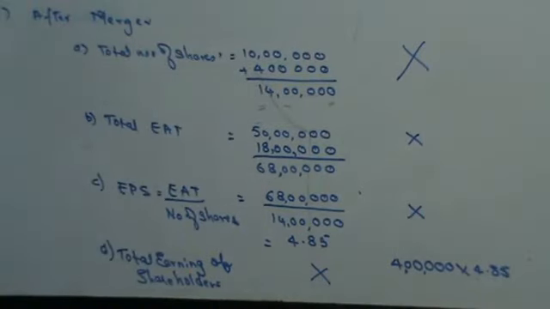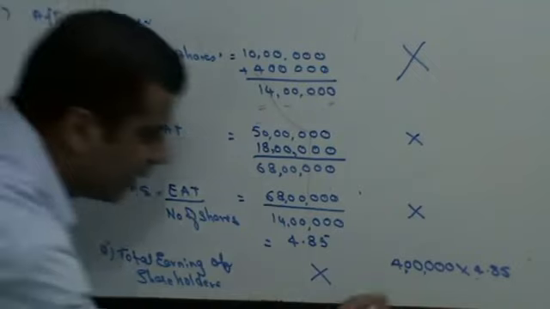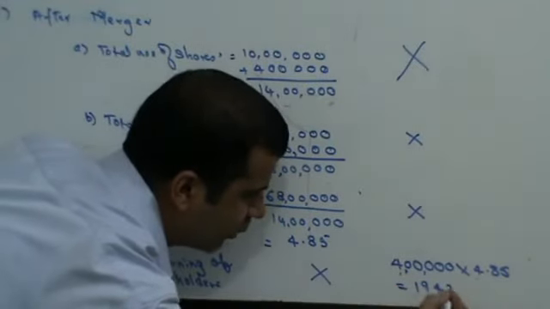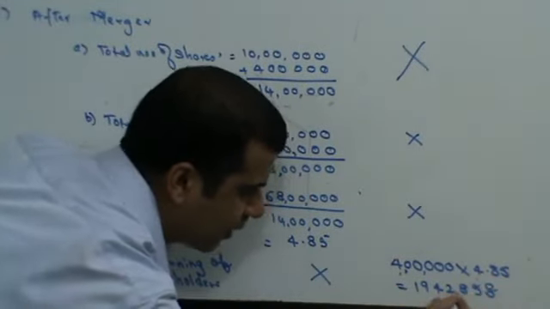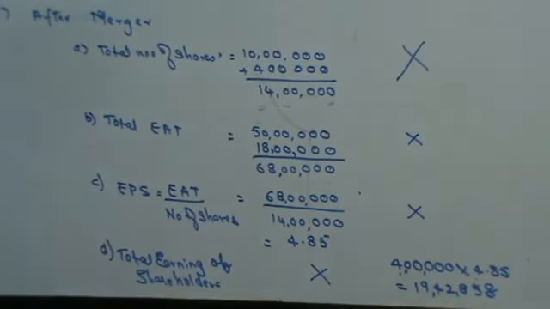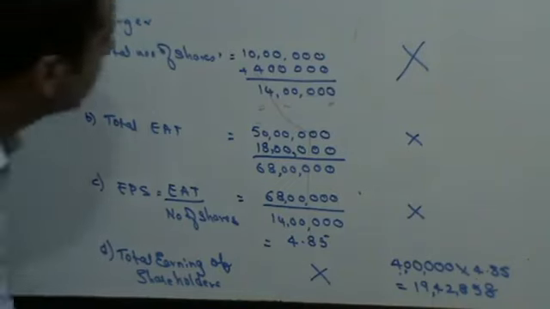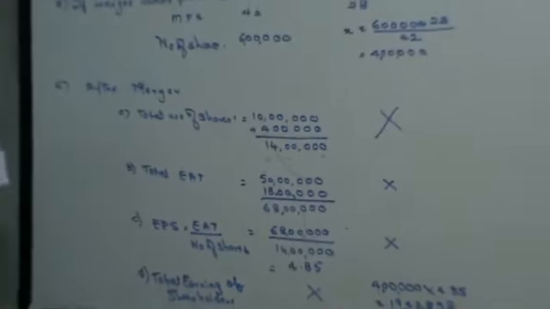Guys, what did I do here? I multiplied the number of shares by the earning per share. Right? Do we get this thing clear? So when you multiply this, this comes to 19 lakh 42,858. Actually, it comes out to 857 rupees 14 paisa. I have rounded it off. So this is going to be the earnings of the shareholders of Alpha Limited post merger. Now this is if the merger takes place at current MPS.